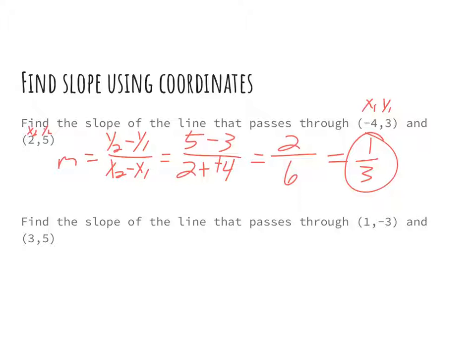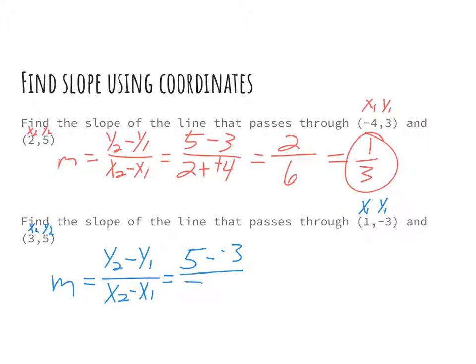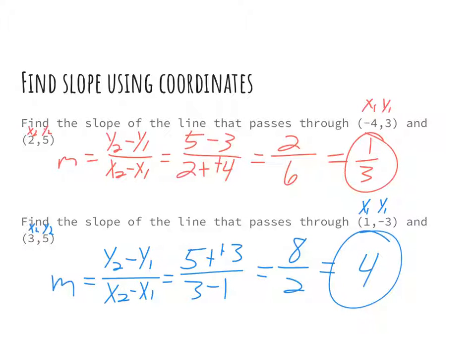Same thing for the second one. I've got my x1, y1, my x2, y2, and you can flip these around, it doesn't really matter. But again, y2 minus y1 over x2 minus x1. And then we just plug in what we know. 5 minus a negative 3 over 3 minus 1. Minusing a negative turns into adding a positive, so 5 plus 3 is 8. 3 minus 1 is 2. 8 over 2. My slope is 4.